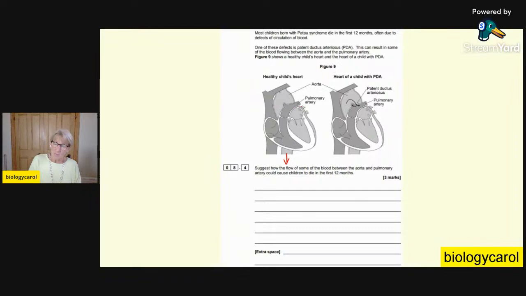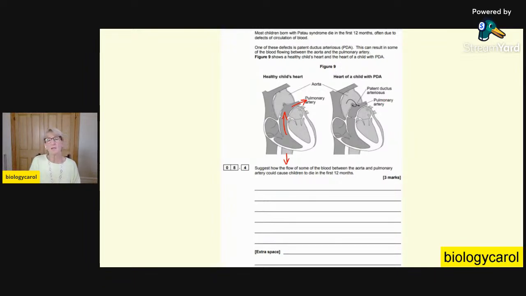But of course, it is separate from the pulmonary artery, which is where the blood is being taken to the lungs from the right side of the heart. In a patient with PDA, there is a hole between the aorta and the pulmonary artery, and therefore, as this diagram shows, oxygenated blood, because of course the left side of the heart is pumping oxygenated blood to the body, is going from the aorta into the pulmonary artery, which is deoxygenated blood.